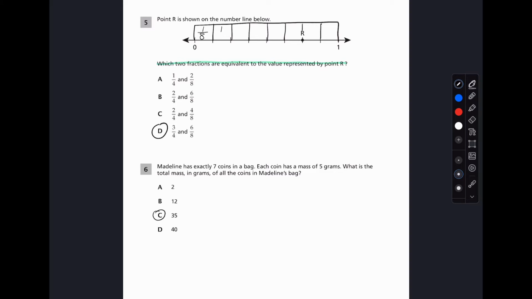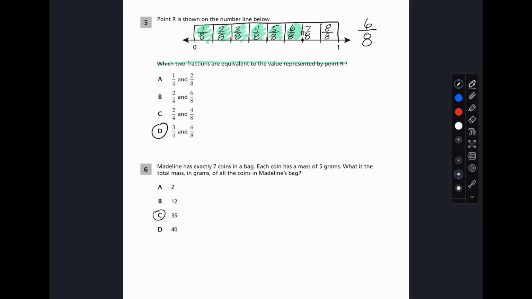Oops. I want to count them up. So I have 2 eighths, 3 eighths, 4 eighths, 5 eighths, 6 eighths, 7. Did I miscount somewhere? 1, 2, 3, 4, 5, 6, 7. No, I got it right. And 8 eighths. I'm always checking. Now I'm going to highlight until I get to the R. So I see my first fraction, 6 eighths.